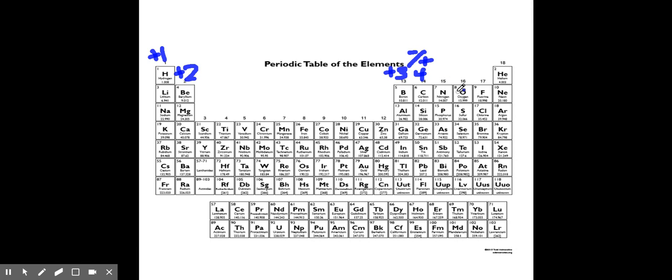Group 5 will be negative 3. Group 6, negative 2. Group 7, negative 1. Group 8 will be neither positive or negative. So please make sure you number the main groups 1 through 8 and that you identify the oxidation number for the main group elements. Please note that I did not write any charges above the transition metals. You cannot predict the charges of transition metals. So please do not write any charges above the transition metals, only the main group elements.